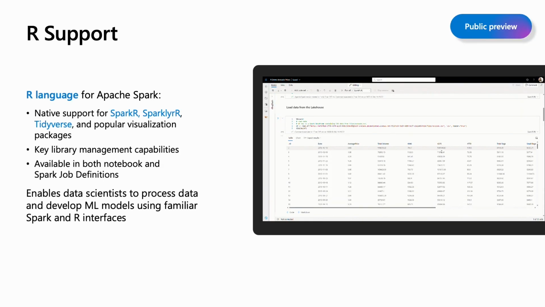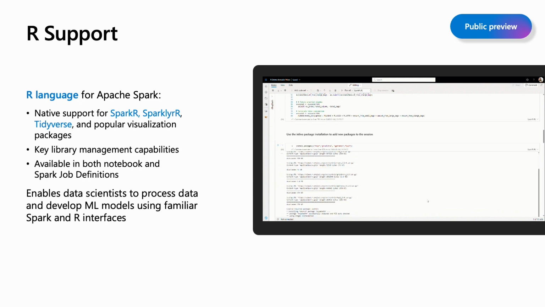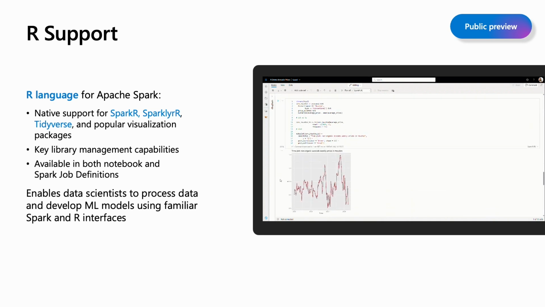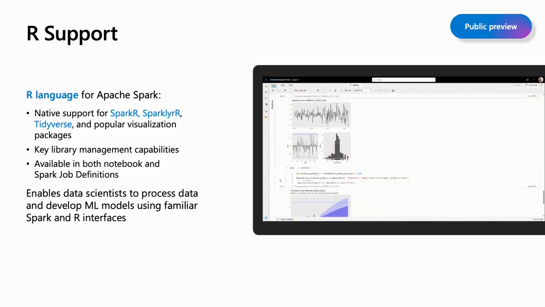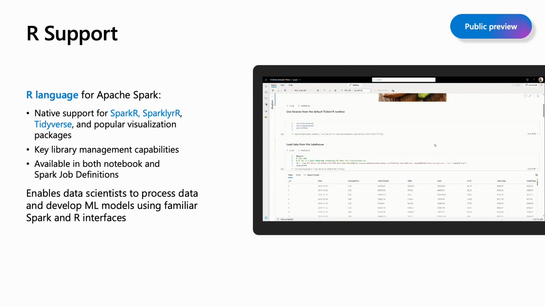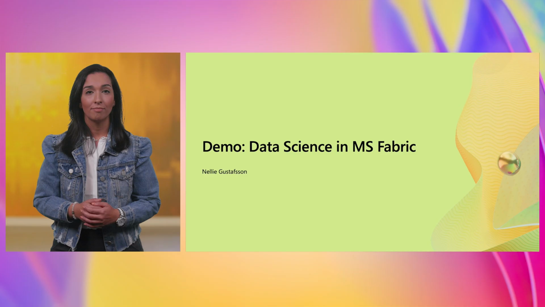Lastly, before we dive into a demo, I want to highlight that the Synapse experiences in Microsoft Fabric also come with R language support. Built-in R support for SparkR and sparklyr make it easy for data scientists to develop machine learning models using familiar interfaces with R. R can be used both from notebooks and Spark job definitions.